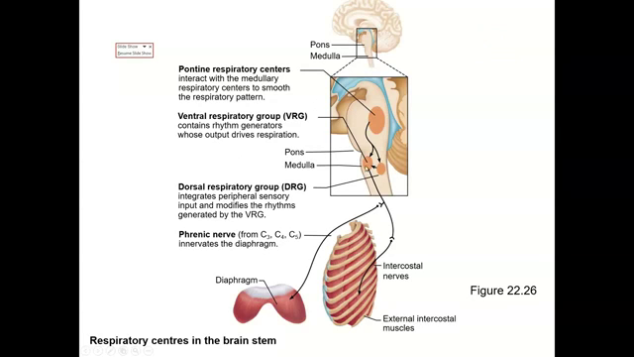This just shows you, this is the spinal cord and the top, the medulla and the pons, so this is where our respiratory centers live. Don't worry about the VRG or DRG, just know that that's where our respiratory centers are, and this is our phrenic nerve that controls the diaphragm, the contraction of the diaphragm.